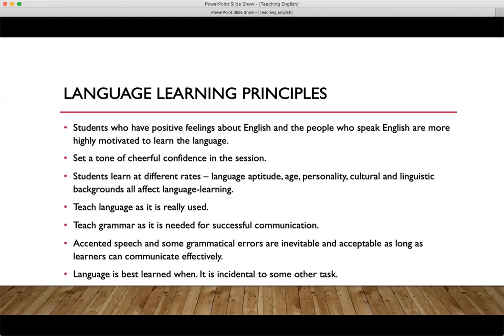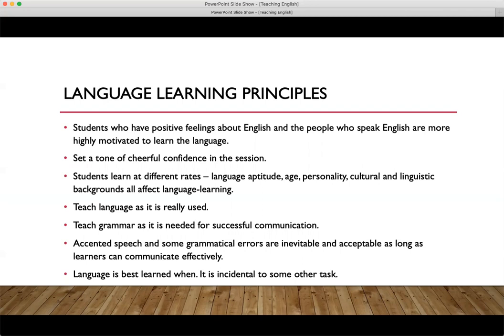Teach language as it's really used. For example, don't worry about the difference between who and whom. Teach grammar as it's needed for successful communication. Accented speech and some grammatical errors are inevitable and acceptable as long as learners can communicate effectively.